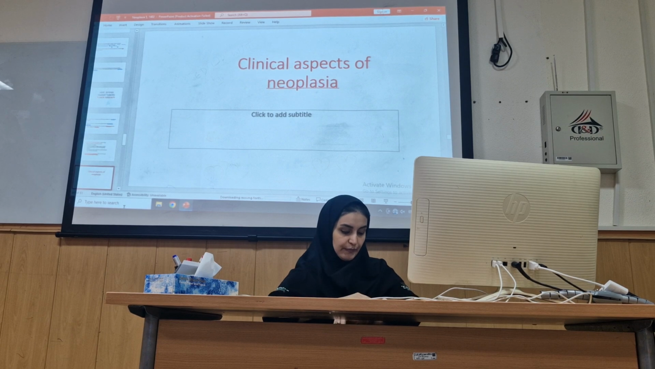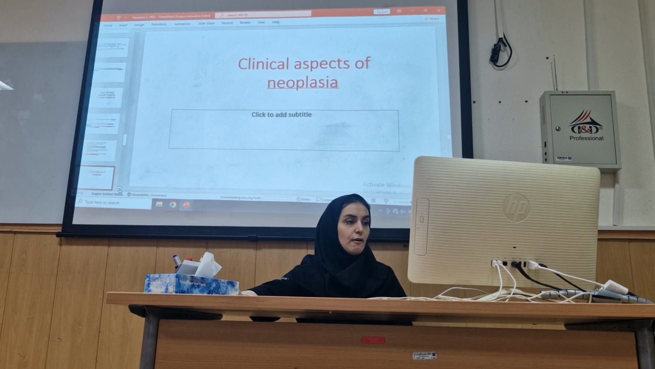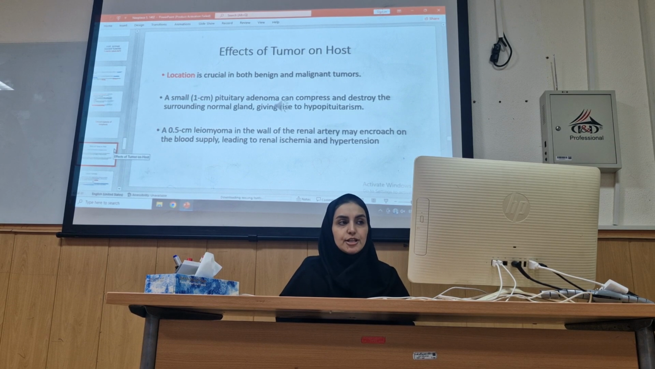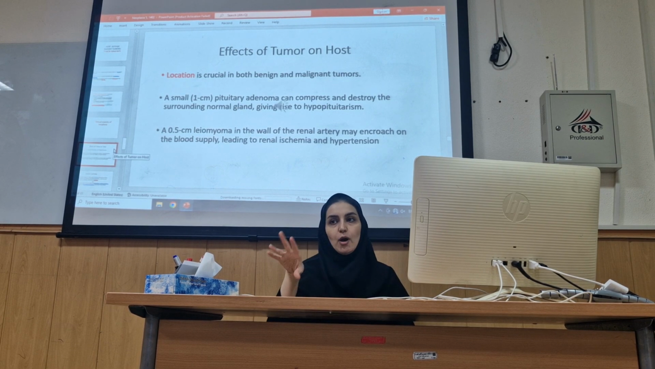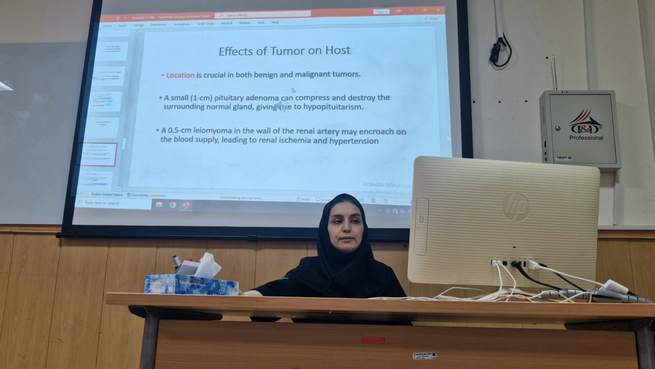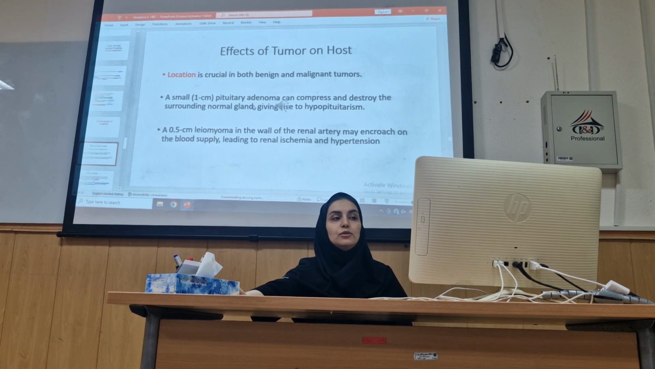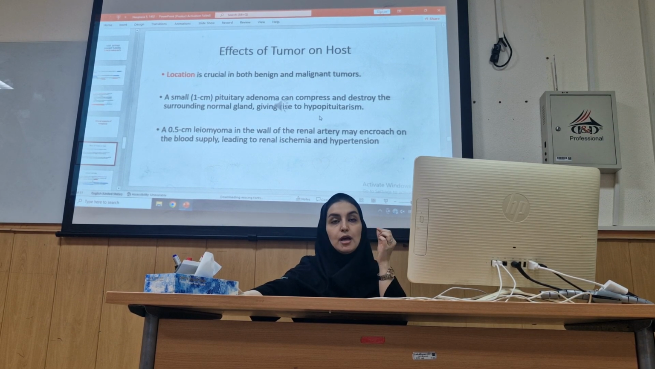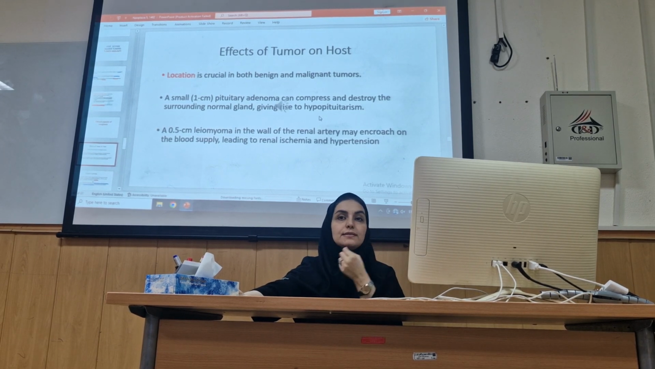Okay, now a few slides about the clinical aspects of neoplasia. Effects of tumor on host. Location is very crucial, is very important in both benign and malignant tumor. What does it mean? For example, a very small adenoma. Adenoma is a benign tumor of any part. For example, here I say about pituitary adenoma. Okay, a small pituitary adenoma can compress and destroy the surrounding normal gland, and start the symptoms of hypopituitarism. Okay, so with a very small benign tumor, but in an important site, we have many signs and symptoms.